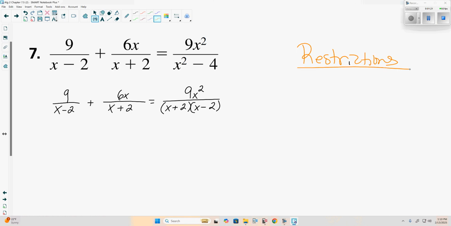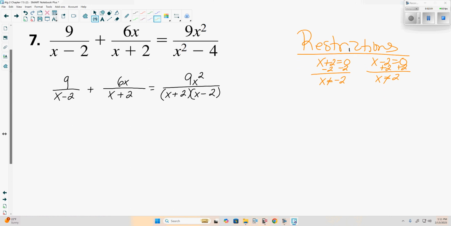Restrictions. So the two places where we can get a division by 0 is with x plus 2 and x minus 2. For the x plus 2, we can find what value is going to make it be 0. We subtract 2 from both sides, telling us x cannot be negative 2. For x minus 2, we can add 2 to both sides, telling us x cannot be positive 2. So if we get a solution of positive 2 or negative 2, we would throw that solution out.